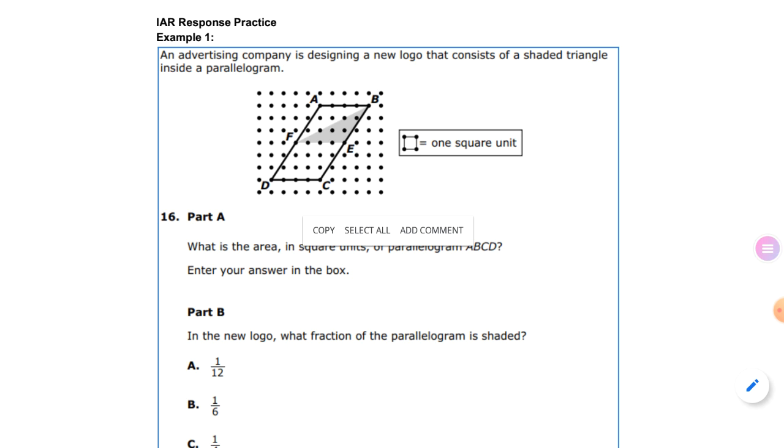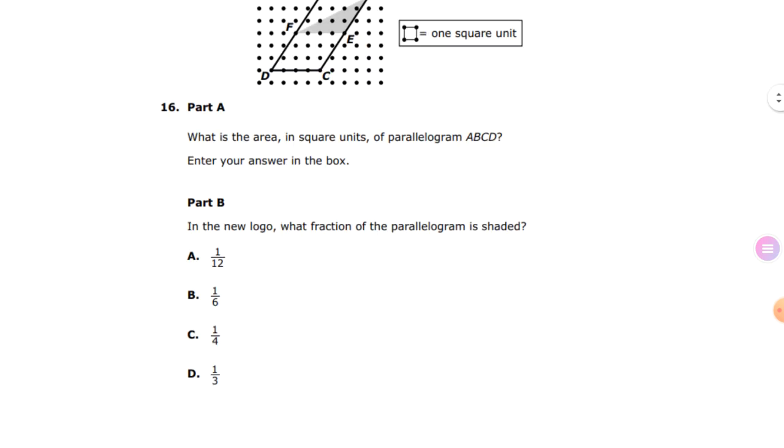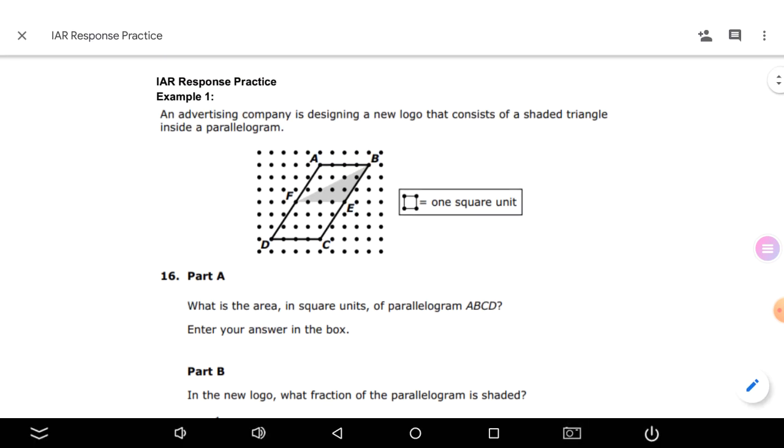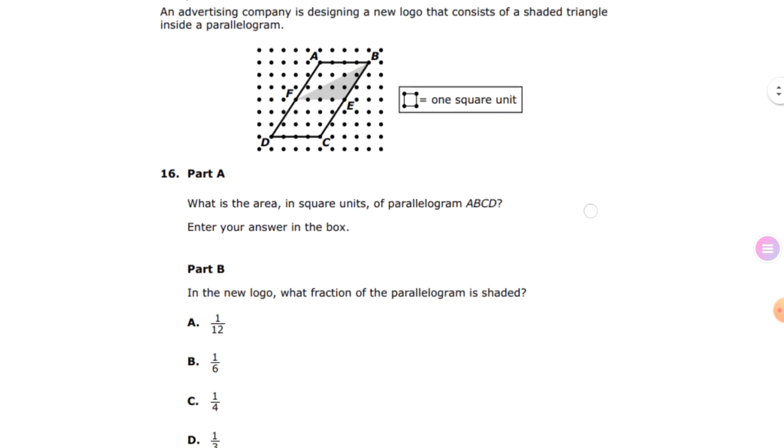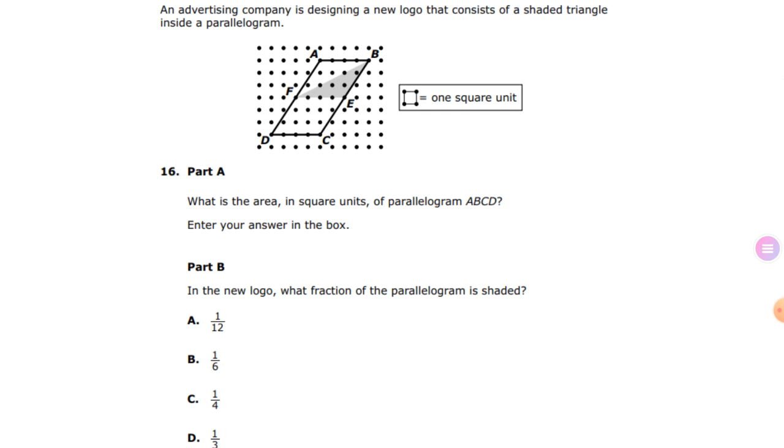Okay? So let's go to this first problem. And again, it's this one on IAR. Some of them say enter your answer in the box, where you just put 24. Some of them are multiple choice. Some of them are short response. Some of them tell you to explain, show all work and explain what you did and all of that.